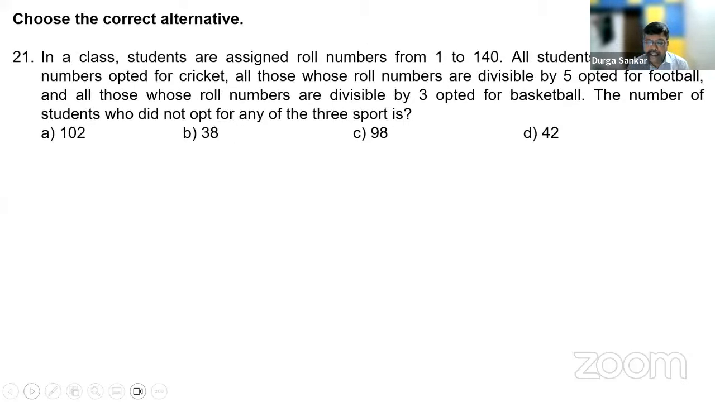In a class, students are assigned roll numbers from 1 to 140. All students with even roll numbers opted for cricket. All those whose roll numbers are divisible by 5 opted for football. And all those whose roll numbers are divisible by 3 opted for basketball. I'll take a pause here. Acha. So this seems to be a problem involving 3 Venn diagrams, which most of us find time consuming or difficult. So definitely not a type A question.